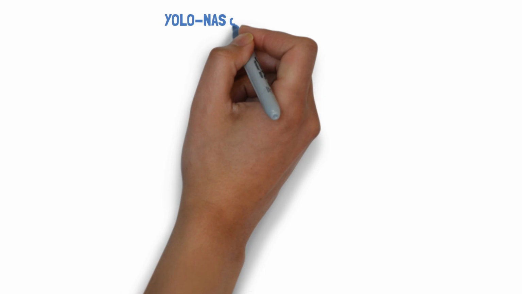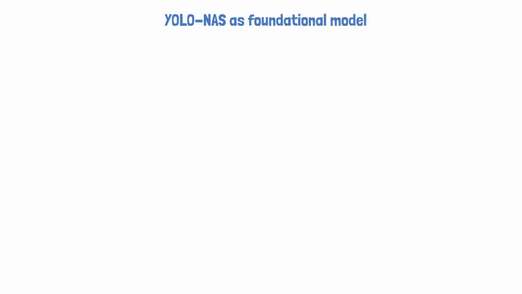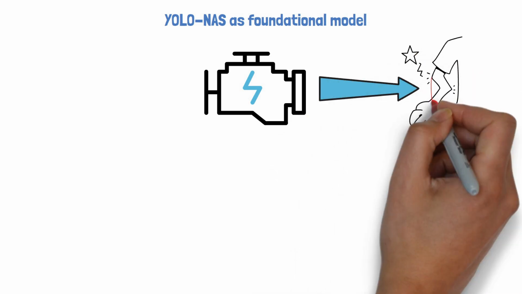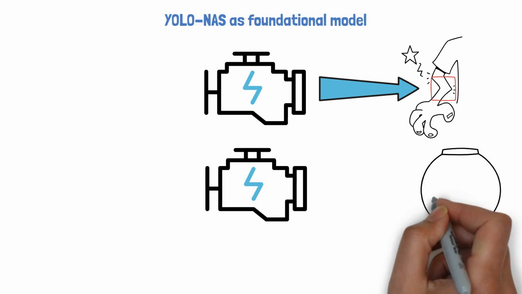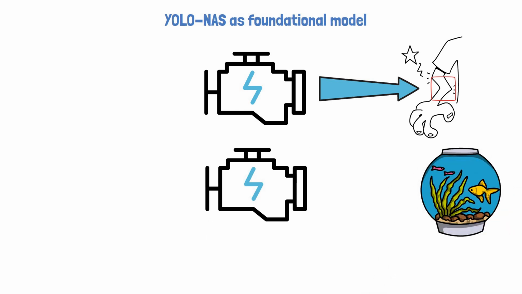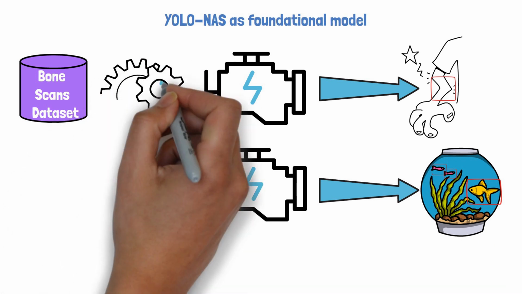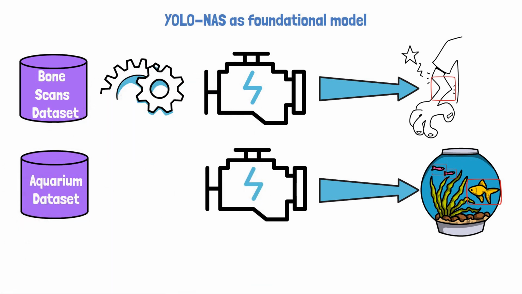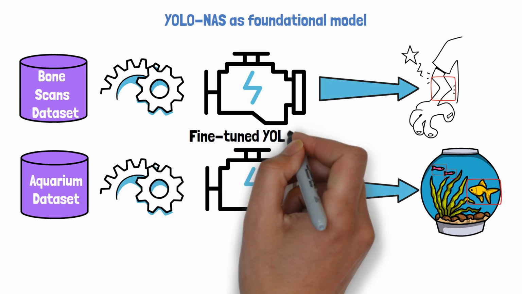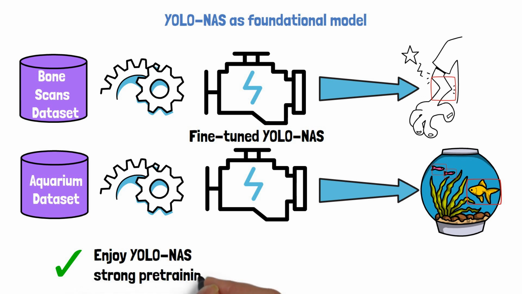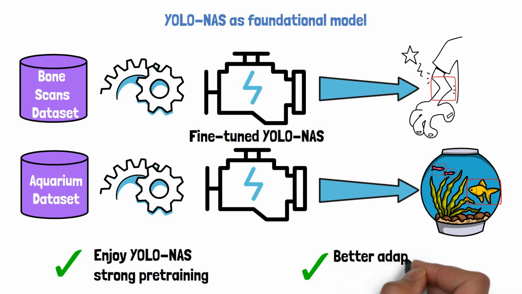Let's move on to talk about YOLO NAS being a foundational model. So what does a foundational model mean? Say we have two different tasks at hand. One model to detect bone fracture objects in an image, and another task to detect fish objects in an aquarium. Instead of training each model from scratch, we can start with two instances of YOLO NAS, and fine-tune the first model on a bone scans dataset, and fine-tune the second model on an aquarium dataset. With this approach, we enjoy the strength of YOLO NAS pre-training that was done on very large datasets with advanced techniques, while still adapting better to specific use cases, thanks to the final fine-tuning.